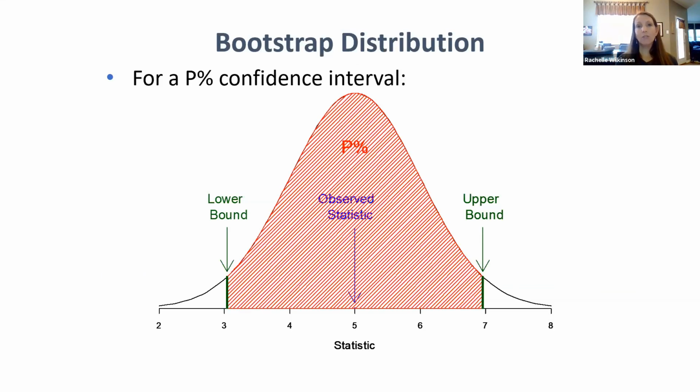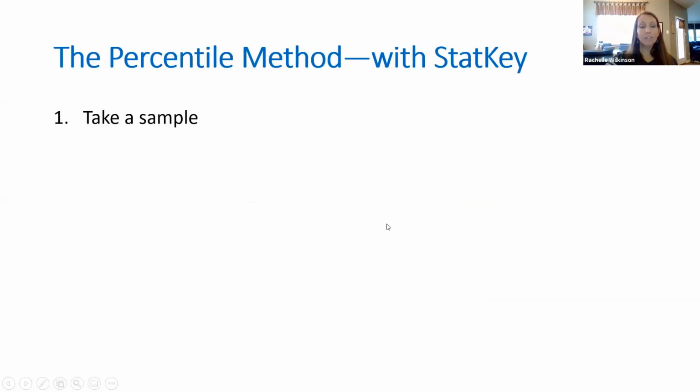The basic idea for using the percentile method is that we're going to try to find the cutoff values in our bootstrap distribution such that whatever our confidence level is, say it's 90% in this example, then we would want 90% of the dots to be right in the middle, and wherever we would have to cut off the tails to make 90% of the dots in the middle, those cutoff points become the lower and upper bounds of our confidence interval. So with StatKey, the process starts out very much the same as it does when we're talking about the standard error method.